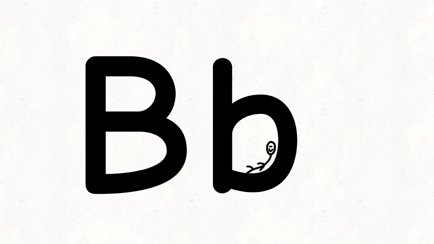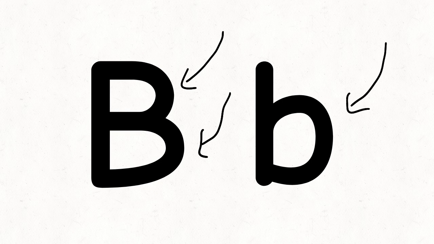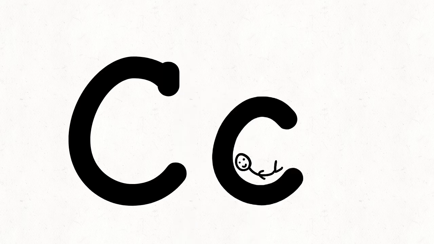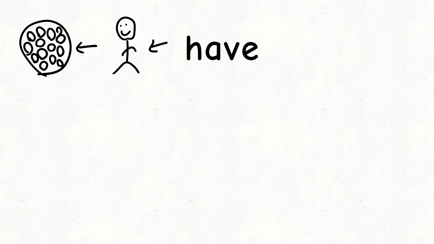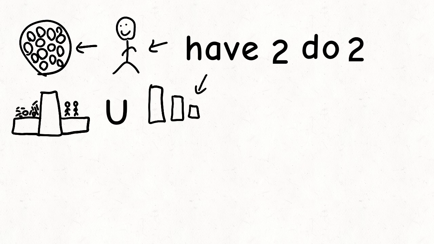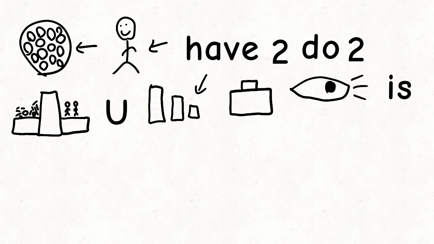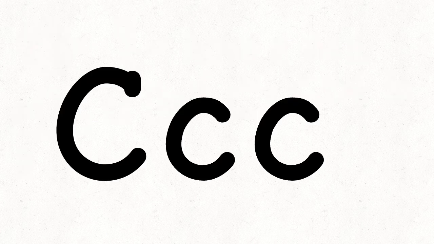Up next, B. So uppercase B has 2 bumps. And lowercase b has 1 bump. And so lowest case B would have no bumps. Up next, C. C is very easy. All you have to do to make a lowest case C is to make it smaller.